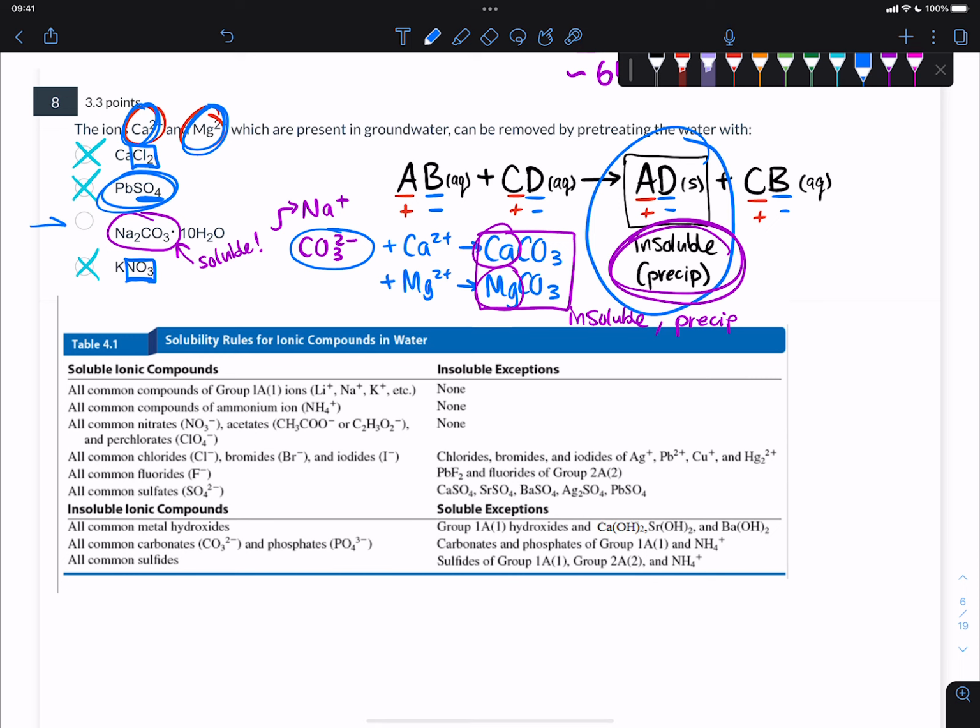So the only thing that makes sense is the fact that sodium carbonate will dissolve in water, and when it does so, it'll pull calcium and magnesium ions out of the water, because the product of carbonate pairing with calcium is insoluble, and the product of carbonate pairing with magnesium is insoluble. So that's how you read and do that kind of question.